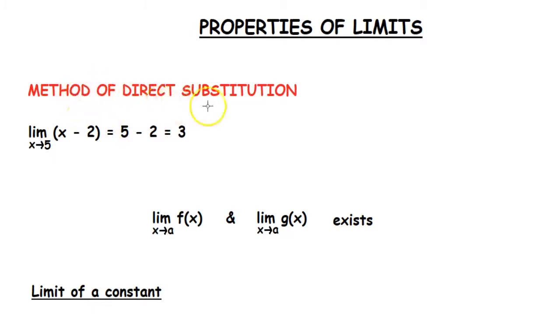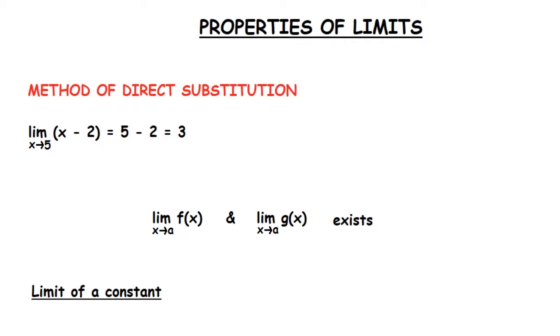This is called the method of direct substitution. So let's take this example. We are asked to find the limit of x minus 2 as x tends to 5. Here we simply substitute the value 5 for x into our function. So that would be 5 minus 2, giving us the answer 3. So this should be our first go-to method when answering any limit question. Later on, we will learn more methods of evaluating limits.